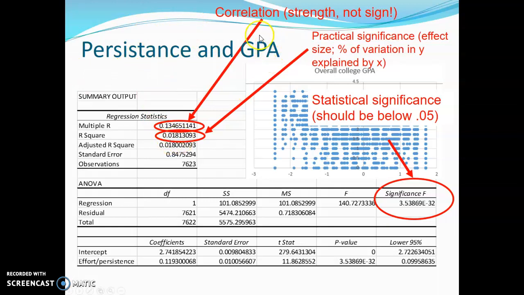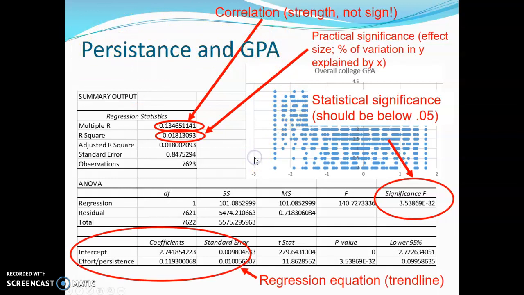98.2% of the variation in college GPA is connected to other things unrelated to persistence. So this is telling us this is a pretty weak effect here. Only 1.8% of the variation in college GPA is somehow explained by persistence. And then finally, we jump down here. This is where we're going to get that regression equation that we looked at earlier in a video.